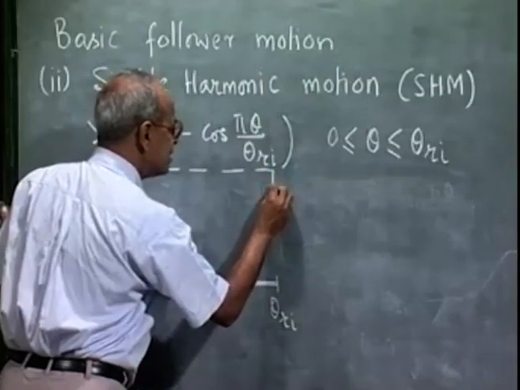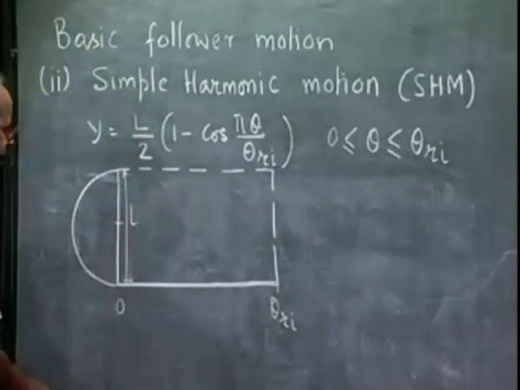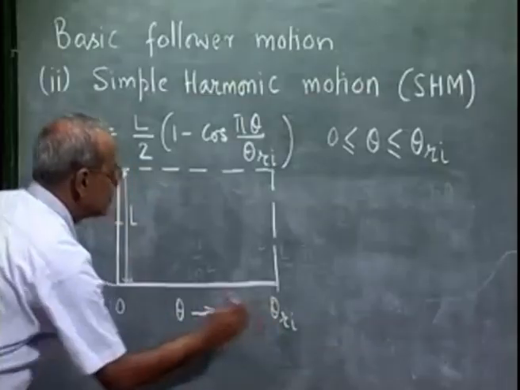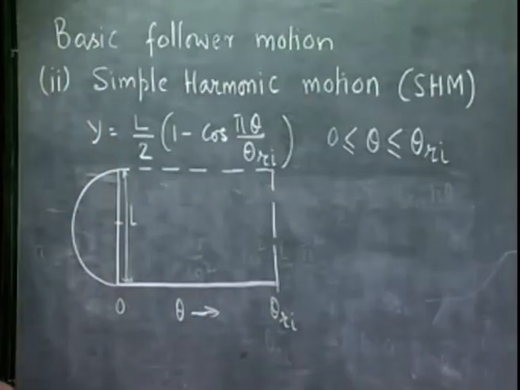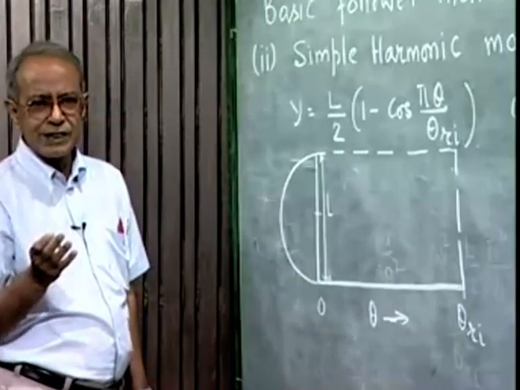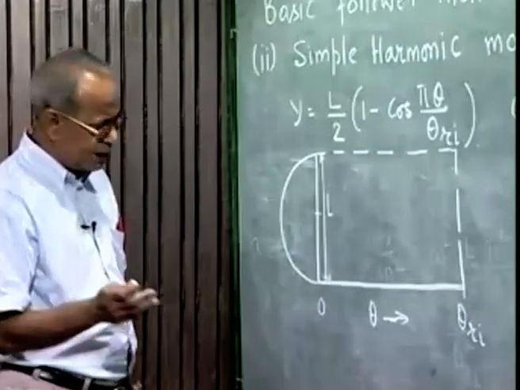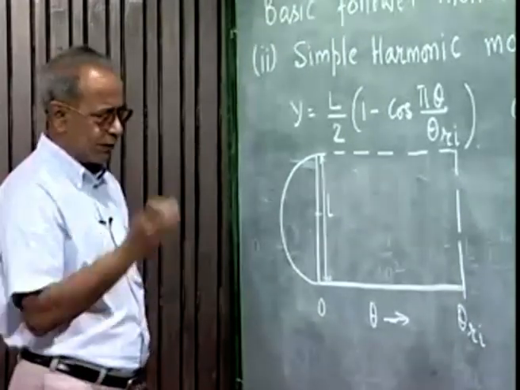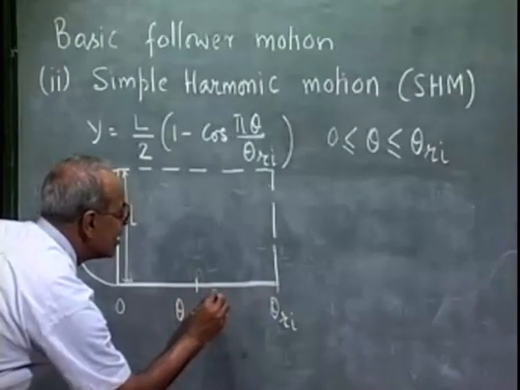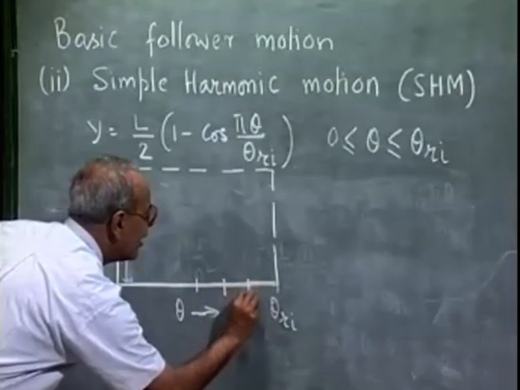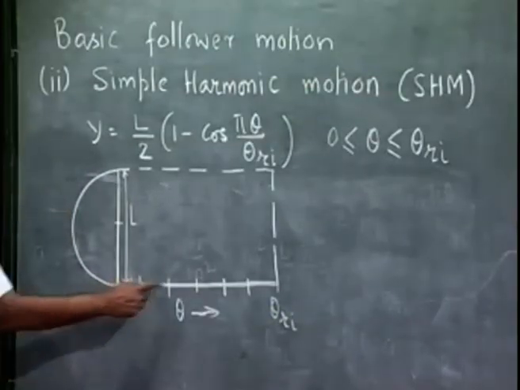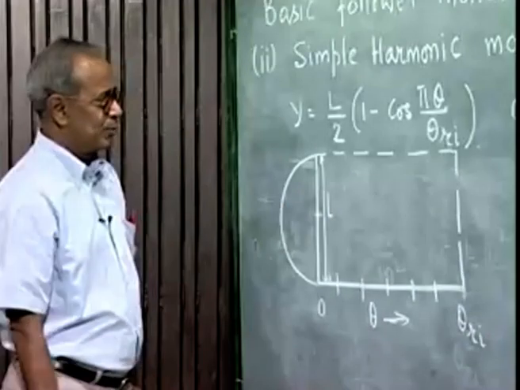Our objective is to draw the displacement diagram for this value of theta between 0 to theta Ri. To do that, we divide this theta Ri into some equal number of divisions. I will explain it with 6 equal divisions. For more accuracy, you can take a higher number of divisions, but the procedure remains the same. So, let me divide it into 6 equal parts. Say, I have divided this interval 0 to theta Ri in 6 equal parts.